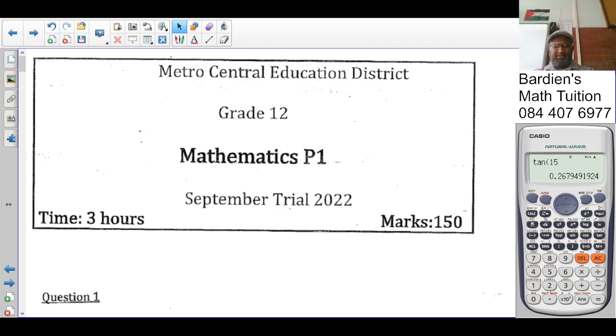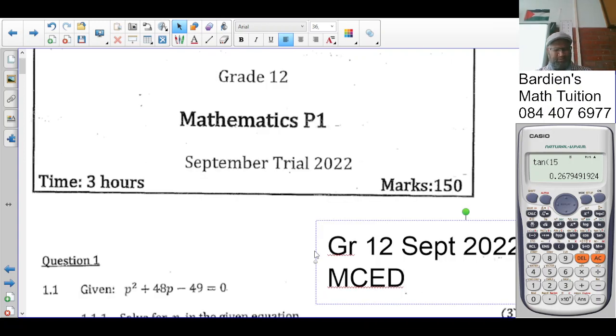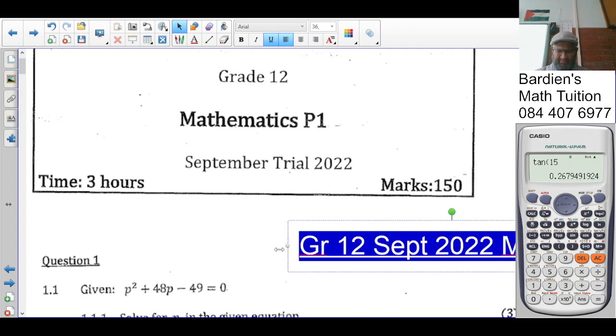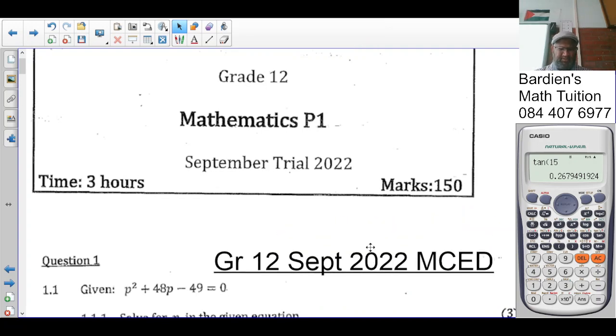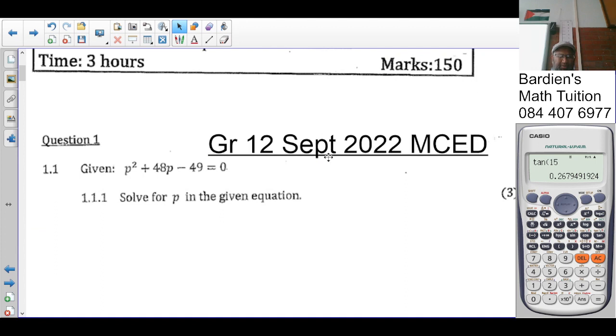Okay, good afternoon class. So we're looking at the grade 12 September 2022 Metro Central Education District paper. This was the common paper, not so? That you guys have written. Okay. You think it's a nice easy paper, no? So let's go through it quickly.